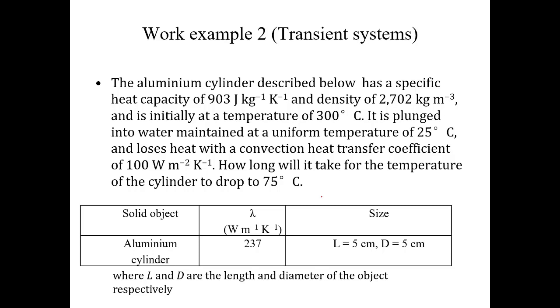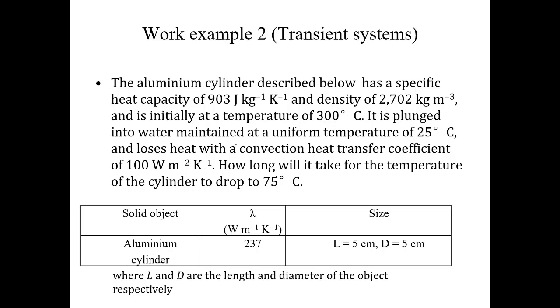Okay, so the aluminium cylinder described below has a specific heat capacity of 903 joule per kg per Kelvin, and it has a density of 2702 kilograms per meter cube. And at time zero, the temperature of the aluminium cylinder is 300 degrees centigrade. Okay, and then you place that cylinder in water, and the water has a temperature of 25 degrees centigrade. So way below the temperature of the aluminium cylinder.